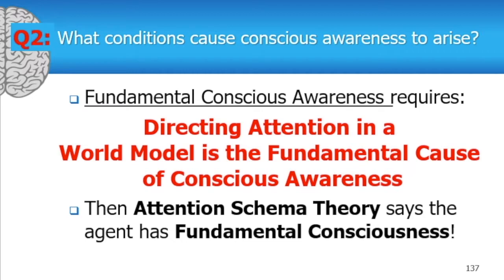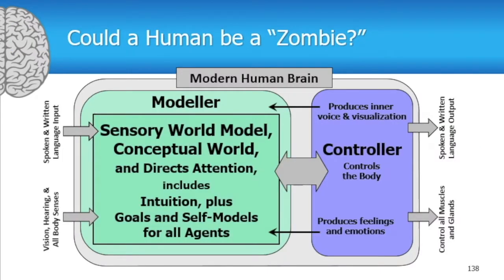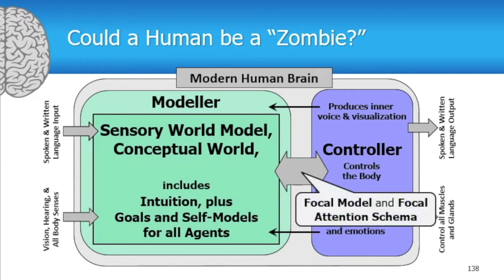Let's see how we would have to change our two-agent model to have a philosophical human zombie. Since directing attention is the cause of consciousness, we would have to remove the ability to direct attention. Directing attention produces the focal model and focal attention schema, which are shared with the controller through this interface. So we'd have to delete this interface.